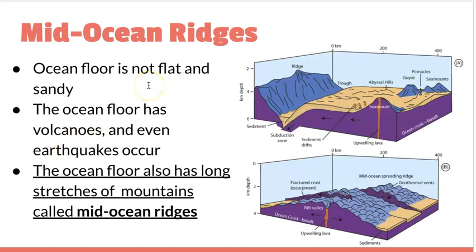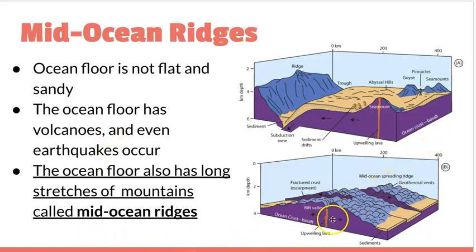When we have continental movement, we get different features on the surface of the Earth. One of those features is a mid-ocean ridge. A mid-ocean ridge is on the floor of the ocean, the oceanic crust. The ocean floor is not just flat and sandy. It has volcanoes, and there are earthquakes that occur there. It will also have long stretches of mountains called mid-ocean ridges.